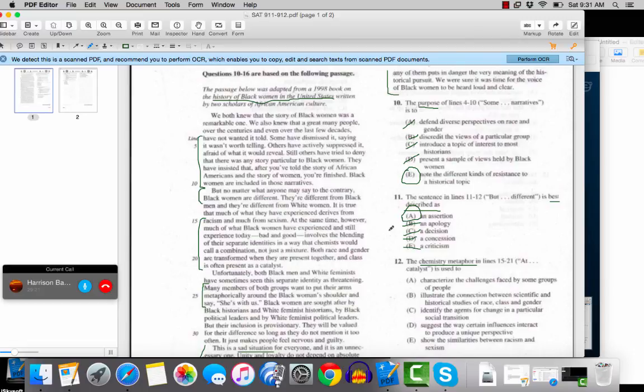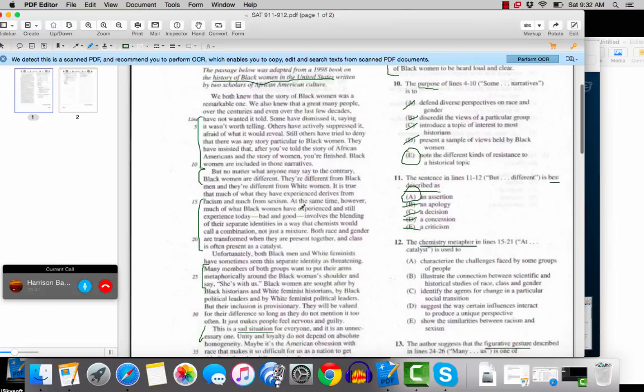It's about the history of black women. Many people haven't wanted their story told, but black women are different. They're different from black men, and they're different from white women. It's true that much of what they've experienced derives from racism and much from sexism. Okay, so now there's going to be some kind of chemistry metaphor coming up, and we're trying to figure out what the purpose of it is. Again, don't look at the answers.